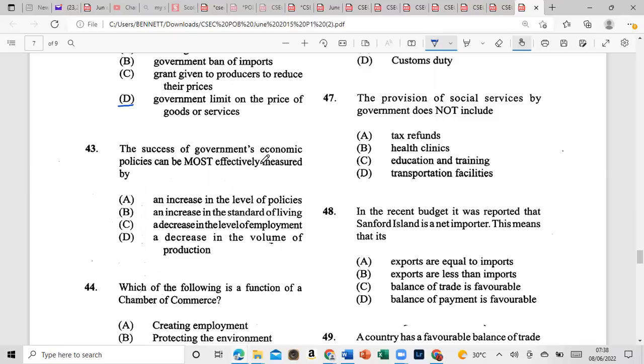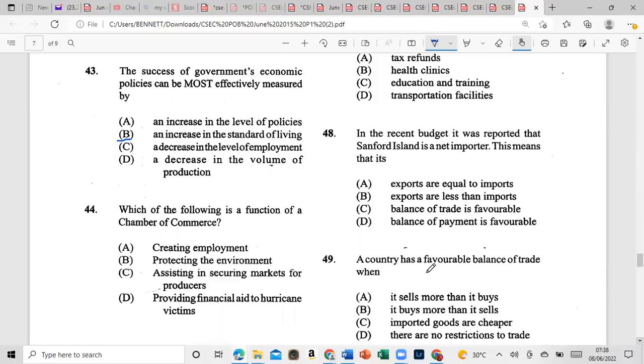43. The success of the government's economic policies can be most effectively measured by A, an increase in the level of policies. B, an increase in the standard of living. C, a decrease in the level of employment. D, a decrease in the volume of production. And 43 would be an increase in the standard of living. All right, so we need healthcare, we need proper food, we need to eat vegetables and fruits. We can afford it. Proper housing.